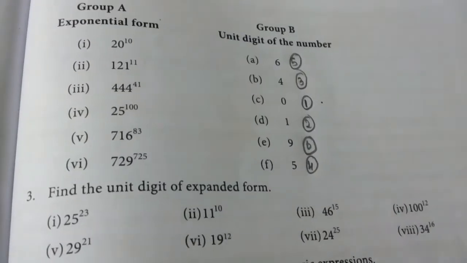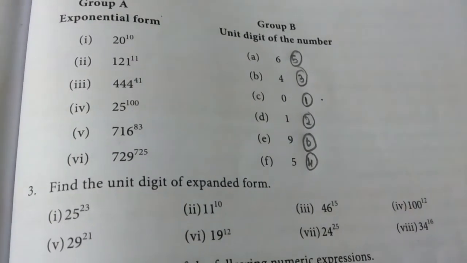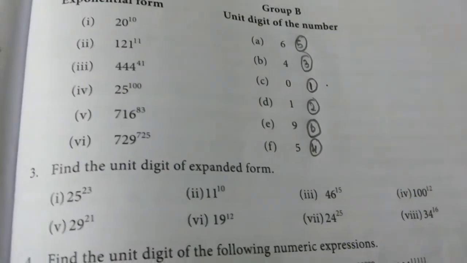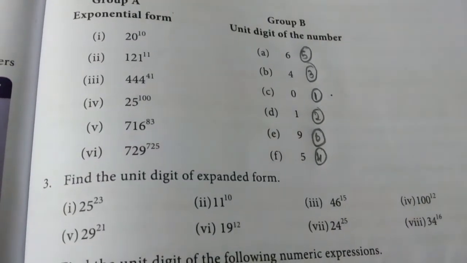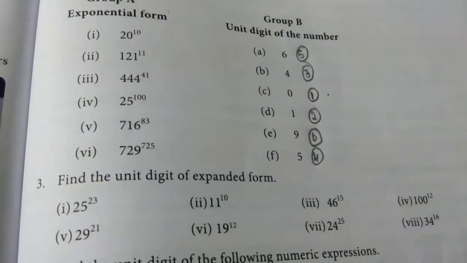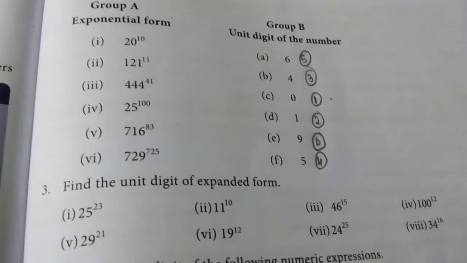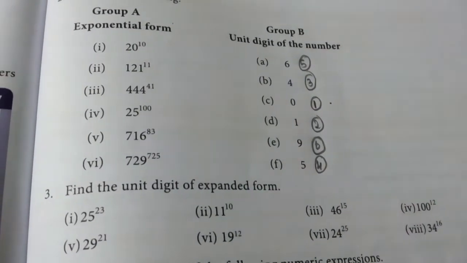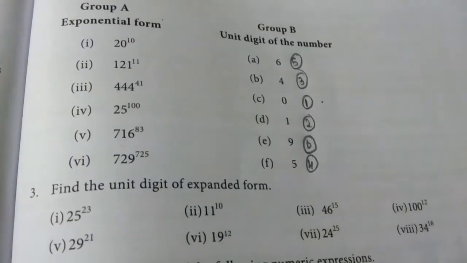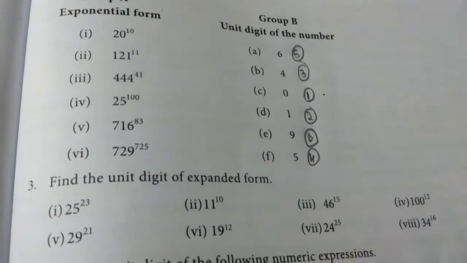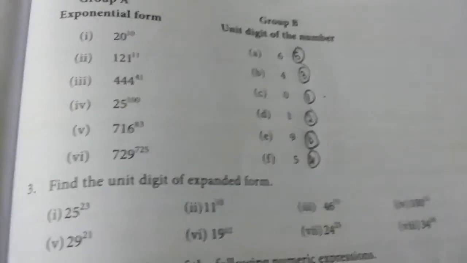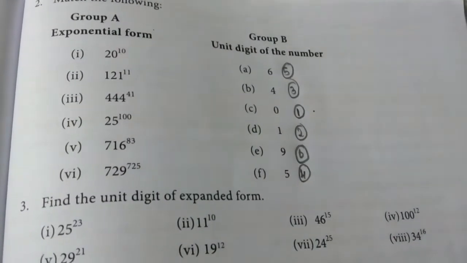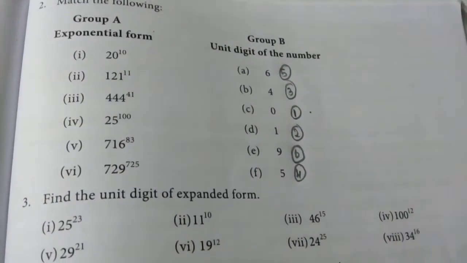And the last one, 729 the whole power 725. For 9 you have to see only the first digit. The 9 power is 725, which means it is odd. If it is odd, the result will surely be 9. If it is even, then the result will be different, right? Since it is an odd value, we will get the answer to be 9. So the sixth part's answer is E. Till this, the match the following is completed. Take down this match the following in the textbook itself.